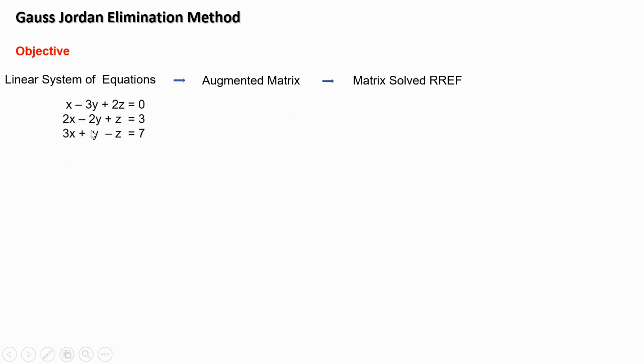This is an example of a system of linear equations and the augmented matrix. We're going to put it into a matrix. We only get the coefficients, so this will be 1, negative 3, 2, 0. This is the x column, the y column, the z column, and the constant column. So the next equation 2 is going to be 2, negative 2, 1, and 3. And equation 3 will be 3, 1, negative 1, and 7.